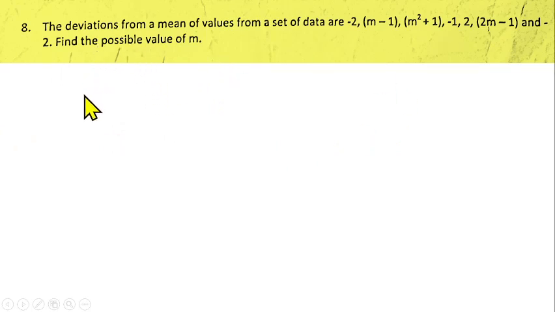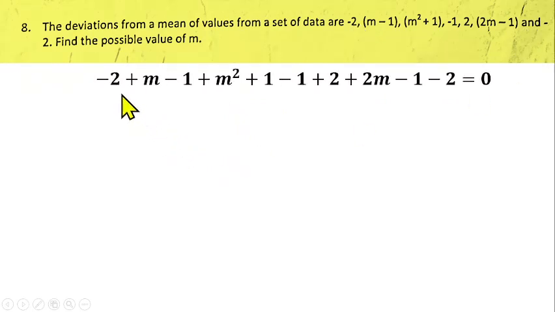So the deviations from the mean of the values of a data set are these. That means the sum of all these numbers should give us 0. So the sum of the deviations from a mean should give us 0. So when I add this together, minus 2 plus m minus 1 plus m squared plus 1 minus 1 plus 2 plus 2m minus 1 minus 2 should give us 0.